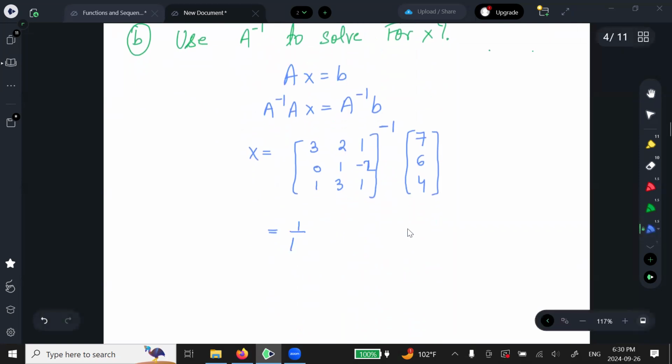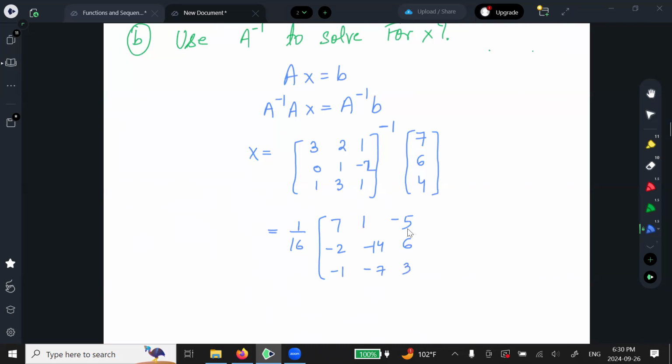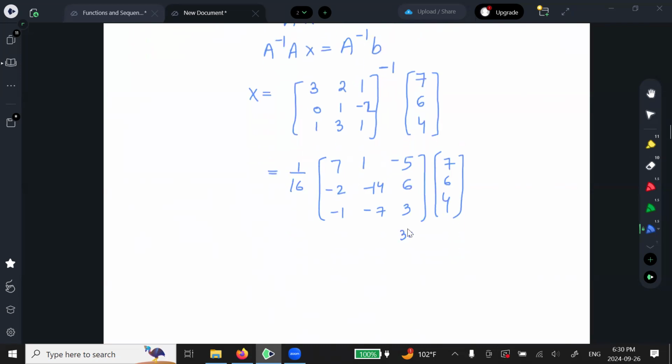Okay, let's just copy that down. 1 over 16. The inverse was 7, 1, -5, -2, -14, 6, -1, -7, 3, multiplied by 7, 6, 4. Now that's why you need to know how to multiply matrices. This is 3 by 3, this is 3 by 1. How many can solve this? All of you should be able to solve this, or by Tuesday at least.